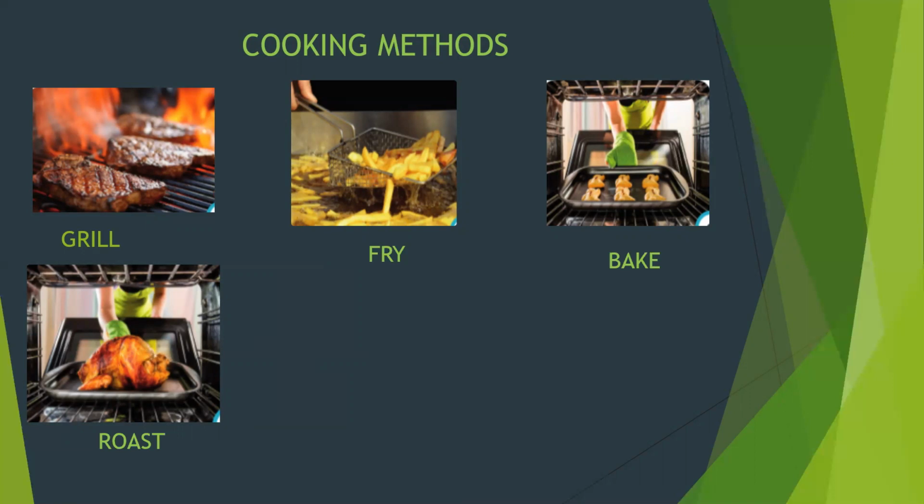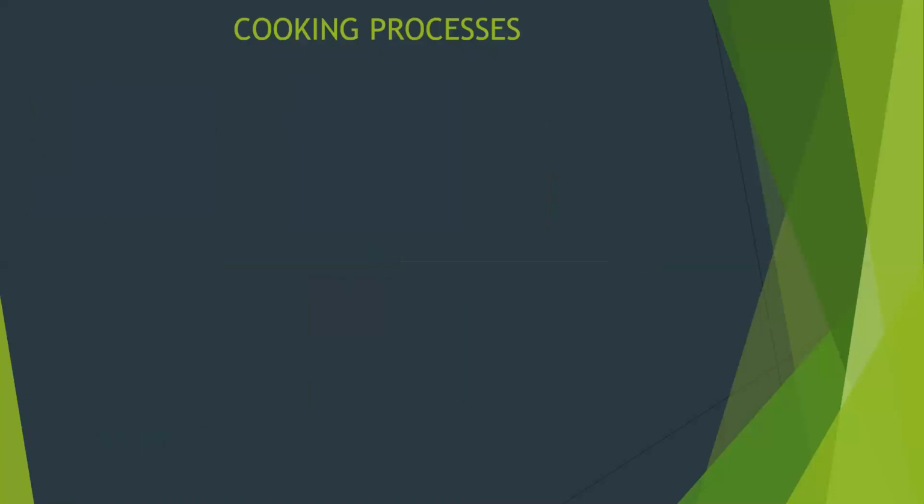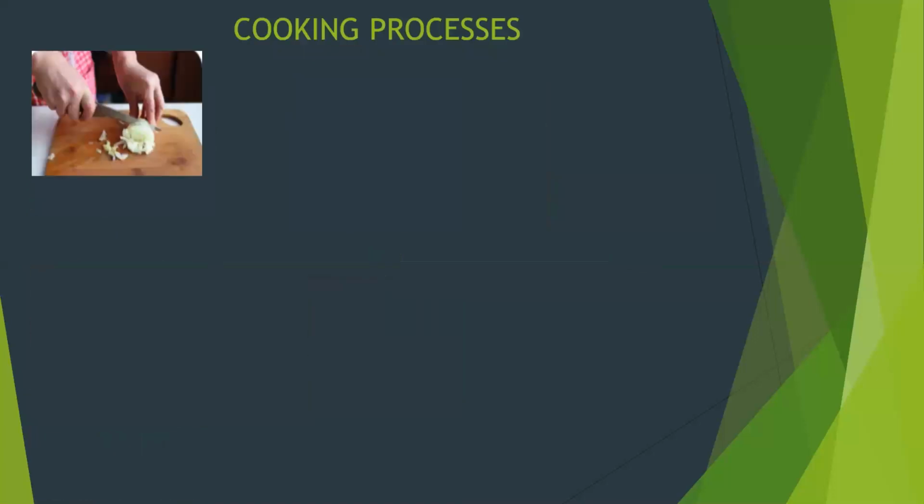So what is the difference? We use bake for things such as bread or cake. We use roast especially for meat. That's the difference. And the last one, boil. When a liquid boils, it's heated and it forms bubbles. Yes, can you see them? When it forms bubbles, it turns to steam. Let me give an example. Water boils at 100 degrees. And now cooking processes.